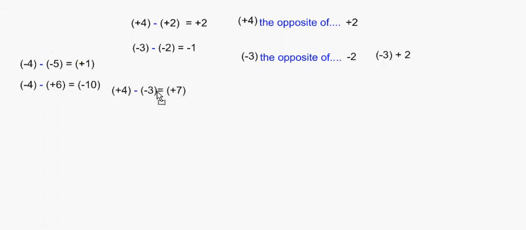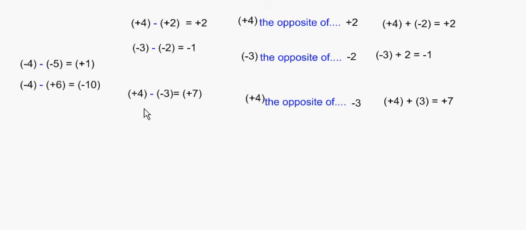Our next question is positive 4 subtract negative 3, but we're going to reword that. So it comes out as positive 4, the opposite of subtract 3. The opposite of subtracting 3 is adding 3, so this question could be written as positive 4 plus 3, which would give us positive 7, which is the same answer.